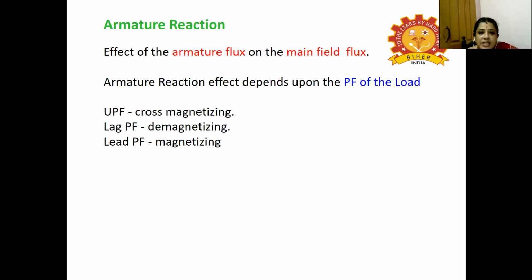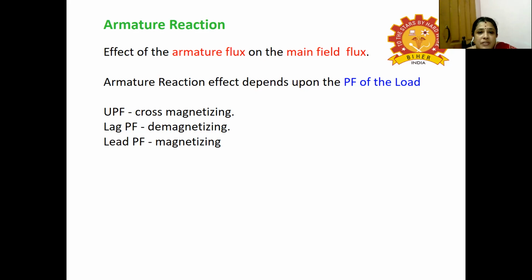Now, armature reaction is the effect of armature flux on the main flux. In the field winding you have the main flux, and in the armature winding you have the armature flux. The effect of the armature flux on the main field flux, the armature reaction, depends upon the power factor of the load. UPF is cross magnetizing; unity power factor means a resistive load. Lagging power factor is demagnetizing, an inductive load. Leading power factor is magnetizing, a capacitive load. So this is the armature reaction that takes place in the machine.